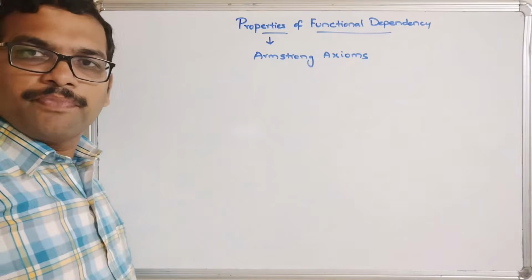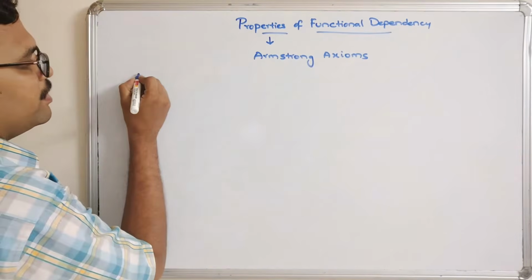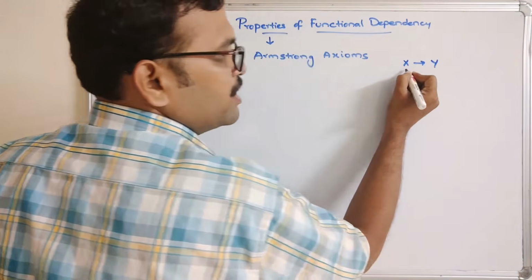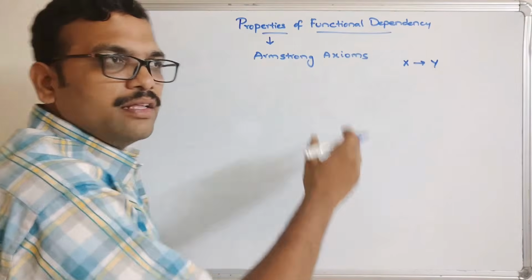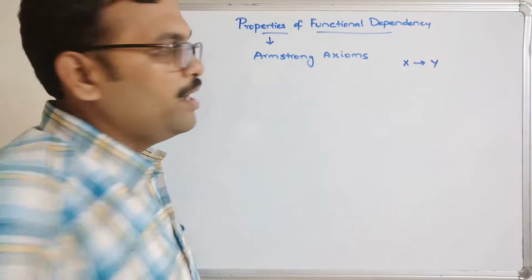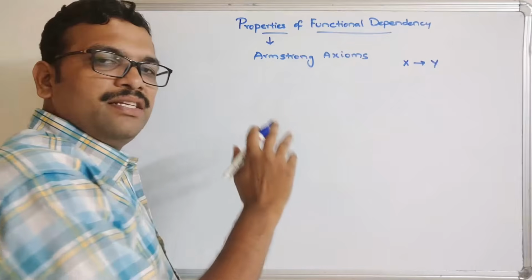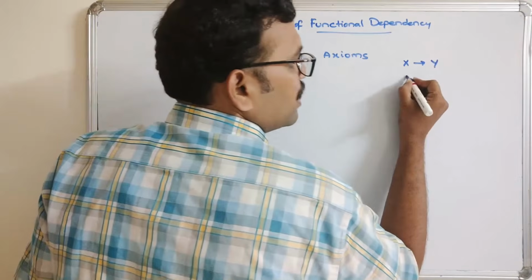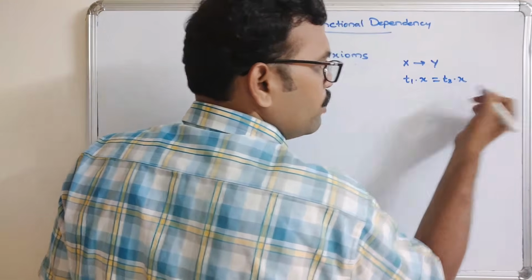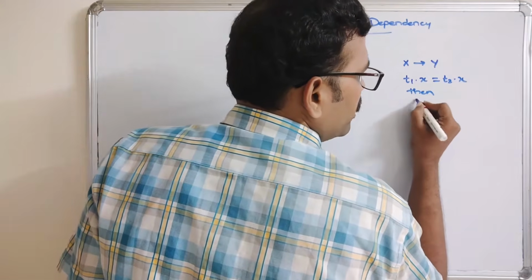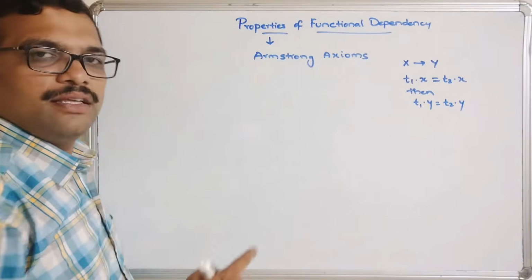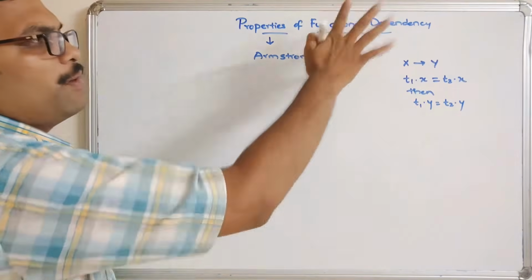Armstrong axioms, right? So we know that the functional dependency is denoted as X tends to Y. Here X is considered the determinant and Y is the dependent, and we say Y is functionally dependent on X, or X determines Y. We call it a functional dependency if it satisfies one constraint: consider two random tuples such that the X value of both the tuples are equal, then the Y value of the corresponding tuples should also be equal. If this constraint is satisfied, then only we say this is functionally dependent. So this is all about our functional dependency.